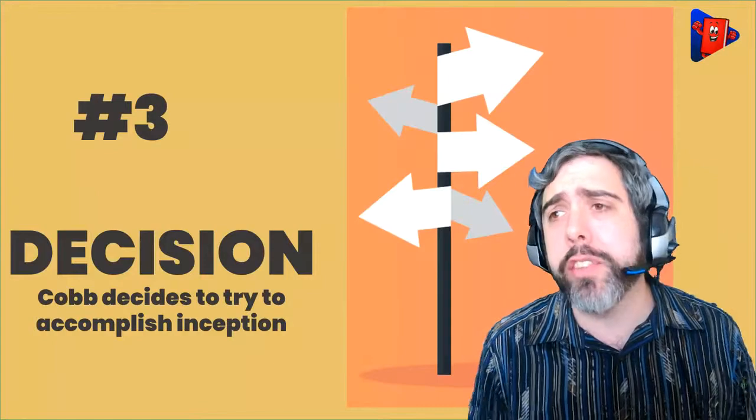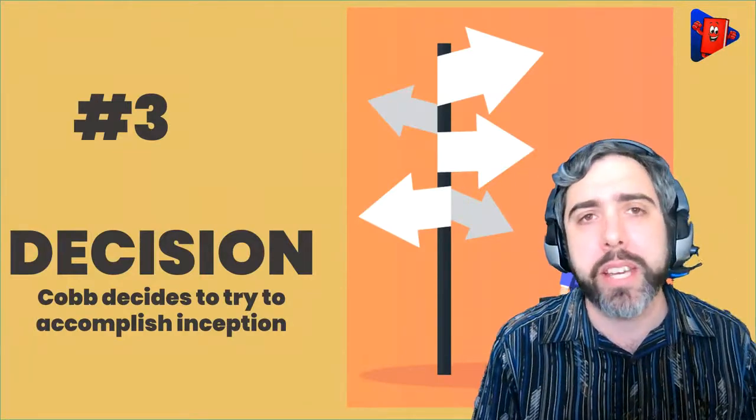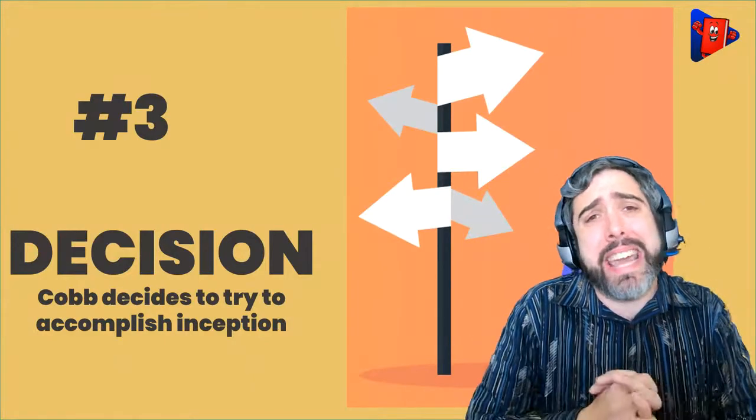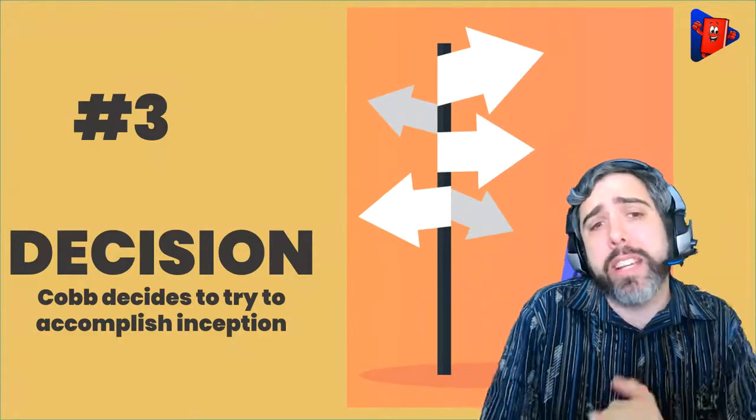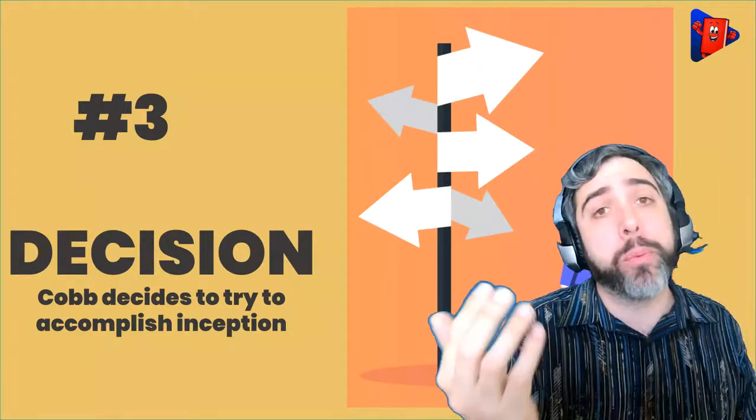So the decision, of course, is when Cobb decides to try to accomplish Inception because he is promised this is a way to get back to his kids. And in his mind, his hands are tied. This is about the only way he's going to be able to do it. And why not give it a go? Otherwise, it wouldn't be a movie, right?